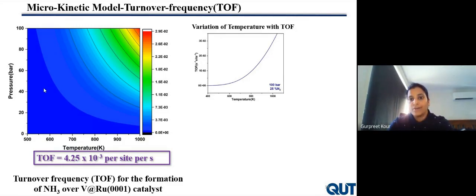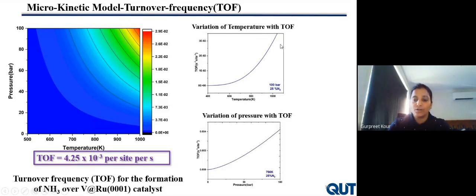This graph shows the variation of turnover frequency with temperature. As we increase the temperature, the turnover frequency increases. And here is the variation of turnover frequency with pressure. With the increase of pressure, again, the turnover frequency increased. That makes sense, because as we increase the temperature, that helps in overcoming the kinetic barrier.